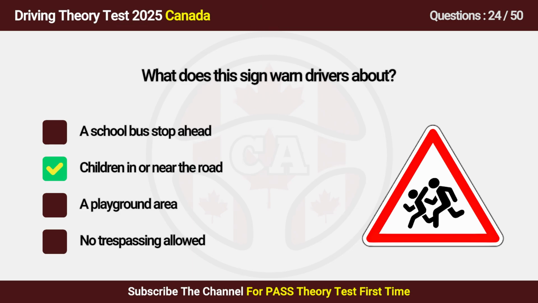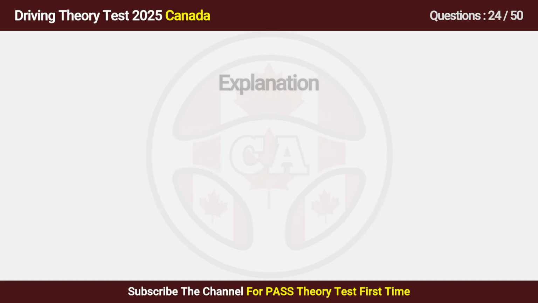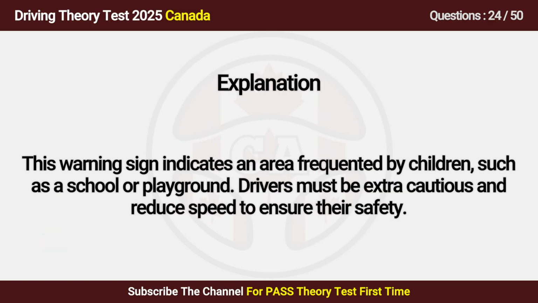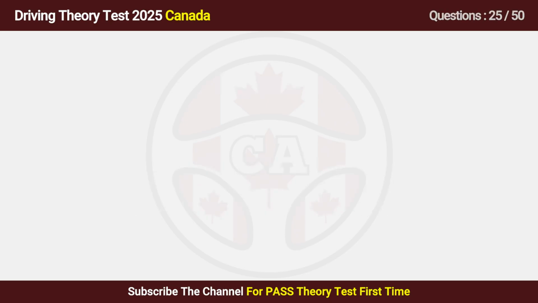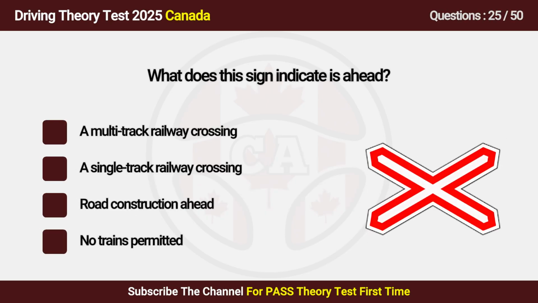Answer is B. Children in or near the road. This warning sign indicates an area frequented by children, such as a school or playground. Drivers must be extra cautious and reduce speed to ensure their safety. Question 25. What does this sign indicate is ahead?